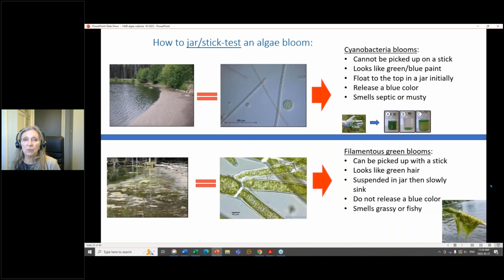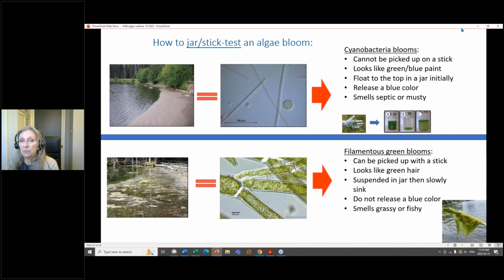This might be one of the most useful slides in this presentation. I'm sure you might have heard of the jar and stick test for an algae bloom. If you remember, when we looked at the cyanobacteria bloom, what it actually looks like under a microscope. If you were to stick it in a jar, here's what you would notice about cyanobacteria blooms. It cannot be picked up on a stick. It'll just slide off. It looks like green or blue paint or pinkish gray, as in the case of this image. It will float on top of a jar initially.